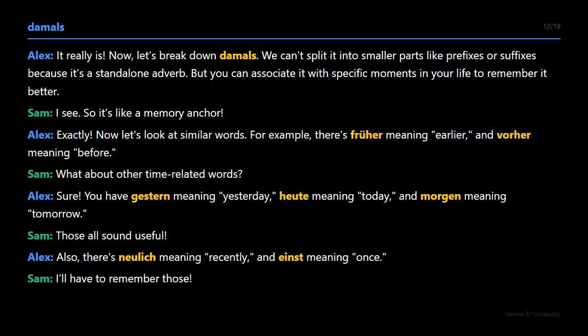Exactly. Now let's look at similar words. For example, there's früher, meaning earlier, and vorher, meaning before. What about other time-related words? Sure. You have gestern, meaning yesterday, heute, meaning today, and morgen, meaning tomorrow. Those all sound useful.